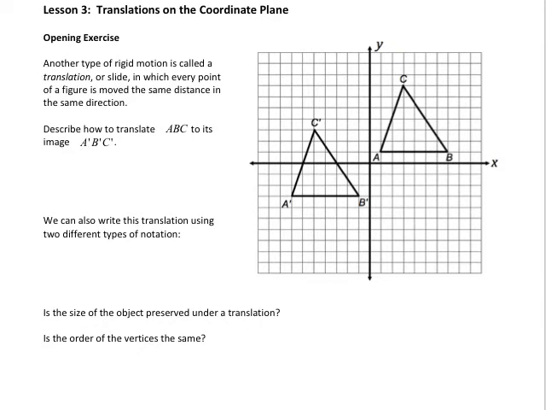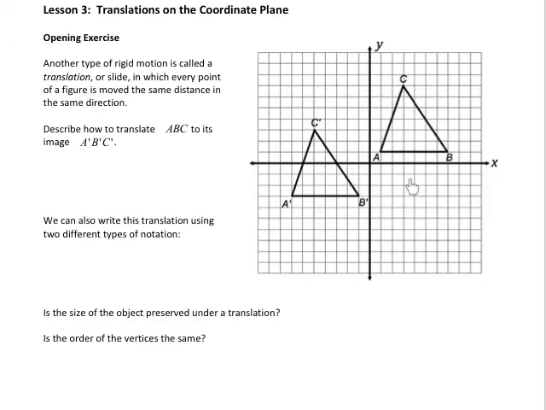The next type of rigid motion we're going to talk about is called a translation. Sometimes it's called a slide, but we usually refer to it as a translation. So a translation just shifts the image. It doesn't reflect it, it doesn't rotate it. So the image is going to have the same orientation and look exactly the same. It's just in a different location.